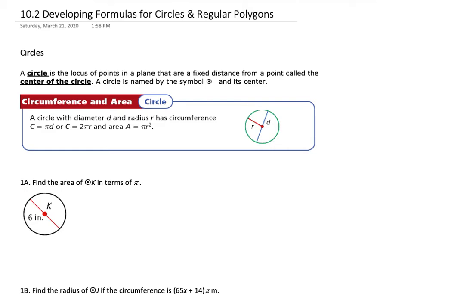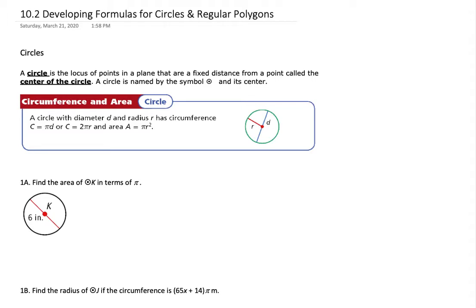Hello, today's 10.2 and we're going to talk about circles and regular polygons, the area and circumference and perimeter of those. Circles I don't think you'll have too much problems with because you've been dealing with areas and circumference of circles since elementary school. Regular polygons we have to deal with apothems, so that might be a little bit slower going. Let's start with circles.